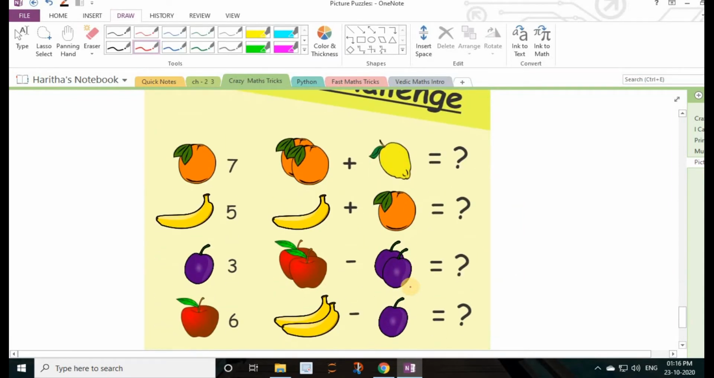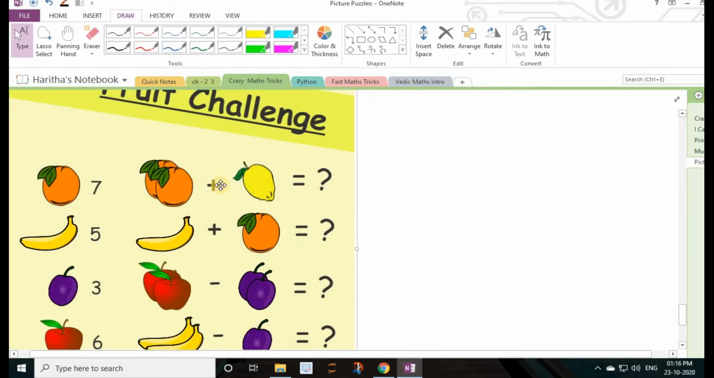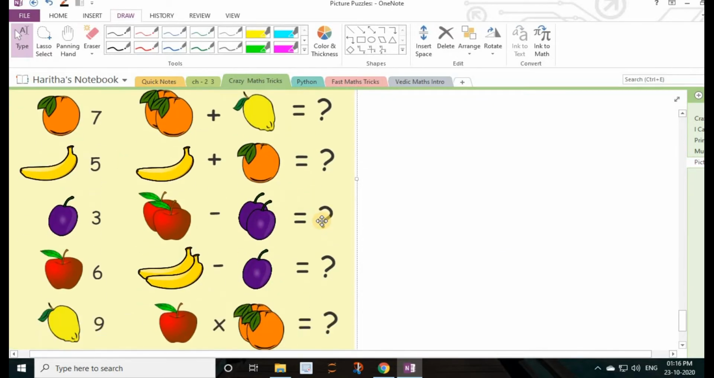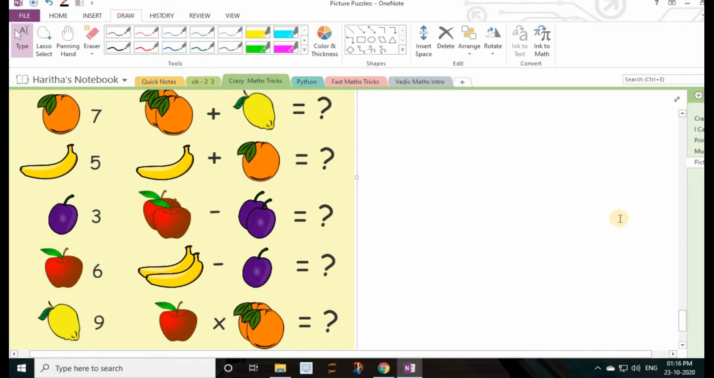And this is the second puzzle we saw. Let me just arrange it properly for you. So it is very simple. They have given here already: one orange is 7. If you observe properly here, 2 oranges are there.